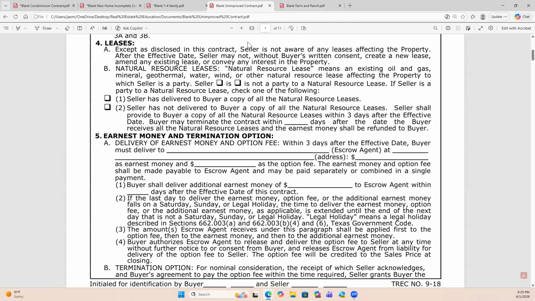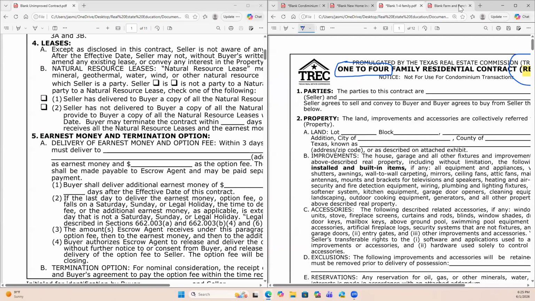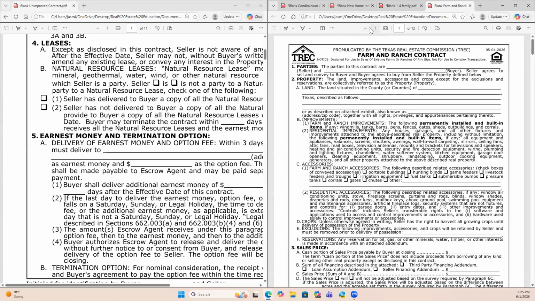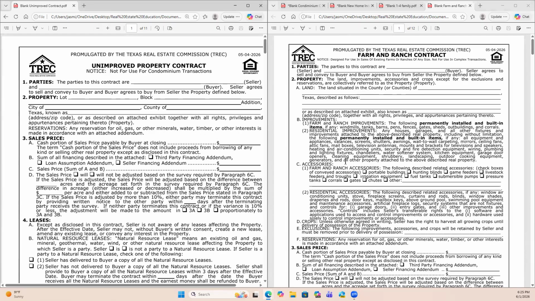Our unimproved property contract versus our farm and ranch. Another one where we need to kind of go back and forth. What are the main differences? Scroll up a little bit and scroll out here.